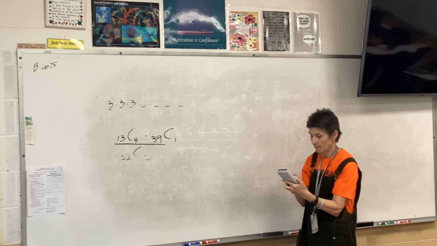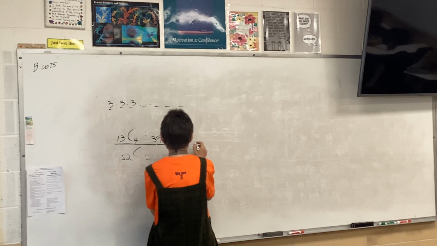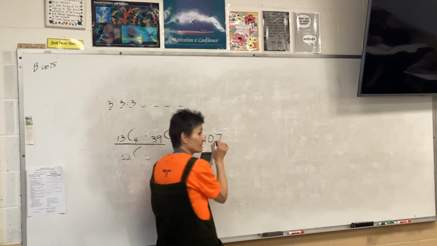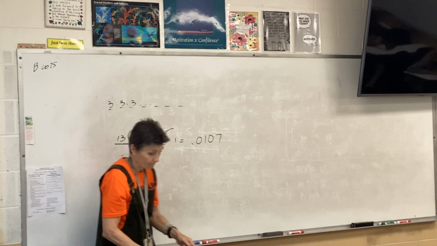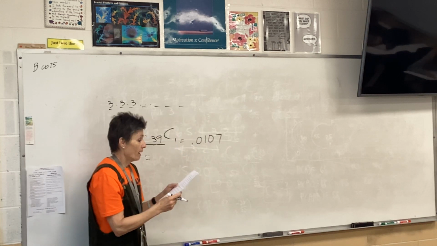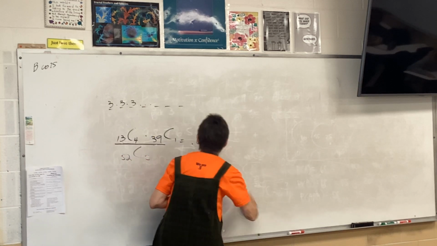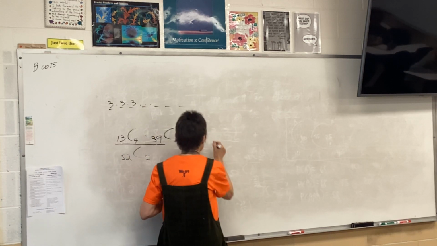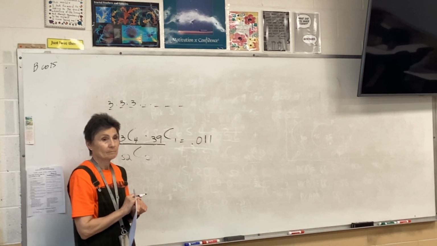Just a second, I'll catch up here. I got 0.0107. Does that sound right? Even when it's on the test, will it specify when to round, or do we just round? It's going to have the same direction. So round to the nearest 1,000. So nearest 1,000, thank you for reminding me to read the directions, would be this.